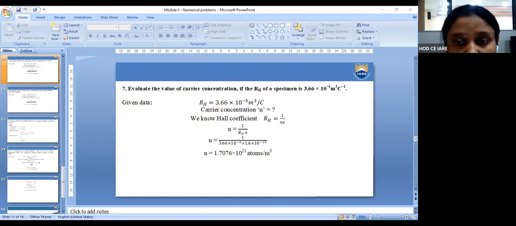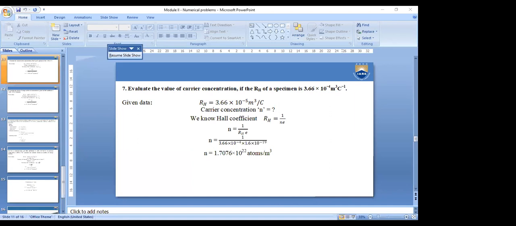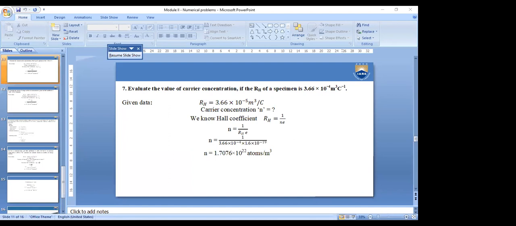Take down this question. So the 7th problem in our question bank is: evaluate the value of carrier concentration if the RH of a specimen is 3.66 into 10 to the power of -4 meter cube per coulomb. So all of you start copying this problem. Even the solution is given there. First you copy the problem, then I'll discuss the solution.